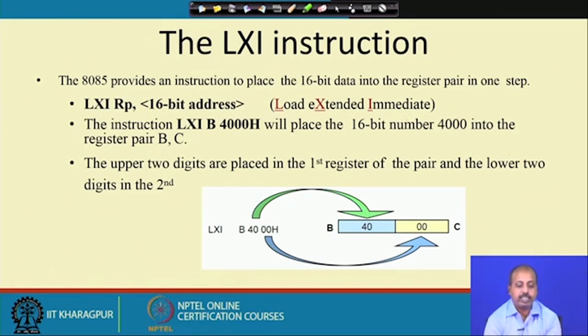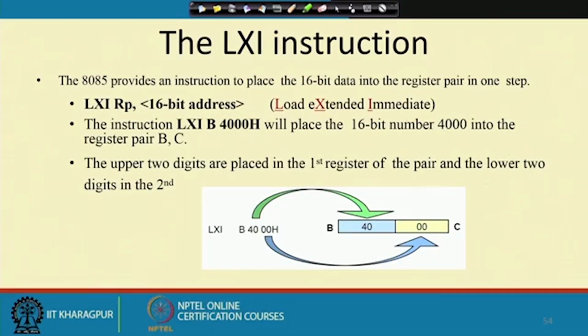A typical example is LXI B 4000H. When I say 4000 and H at the end, I am talking about a hexadecimal number. In assembly language programs, that is the normal custom: if you follow a number by the character H, it is a hexadecimal number, otherwise it is taken as a decimal number. Of course, it can vary from assembler to assembler, but this is a common convention used in most assemblers.